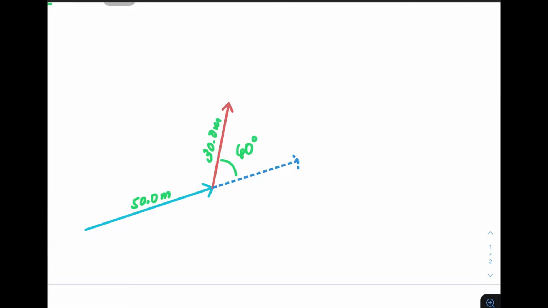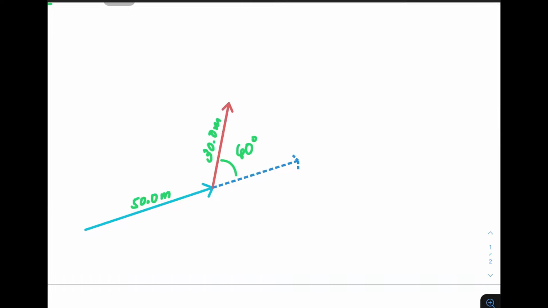So we have two vectors. Let's say an object was moving and was able to reach 50 meters before turning to its left side at an angle of 60 degrees. How do we get the resultant for these two vectors?